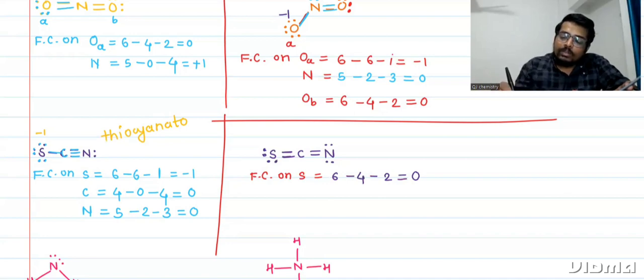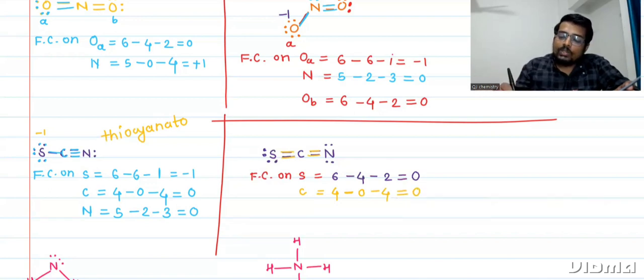Similarly, find the formal charge on carbon. The number of electrons in the valence shell of carbon is 4, minus no dots, since there are no lone pair electrons on this carbon, so 0, minus how many bonds are associated with carbon in total? 4 bonds, so 4 minus 4. The total formal charge on carbon is 0.